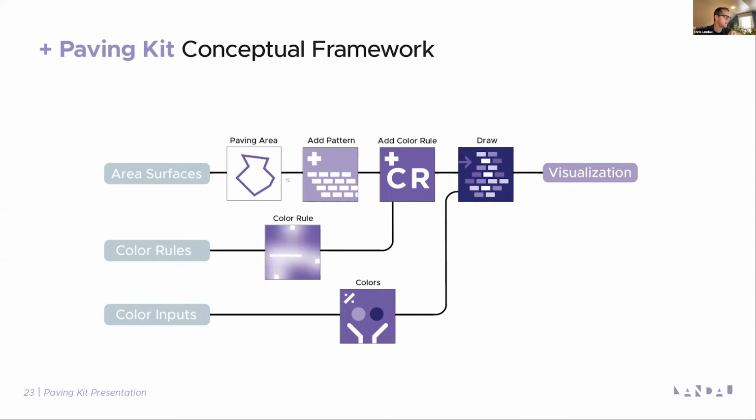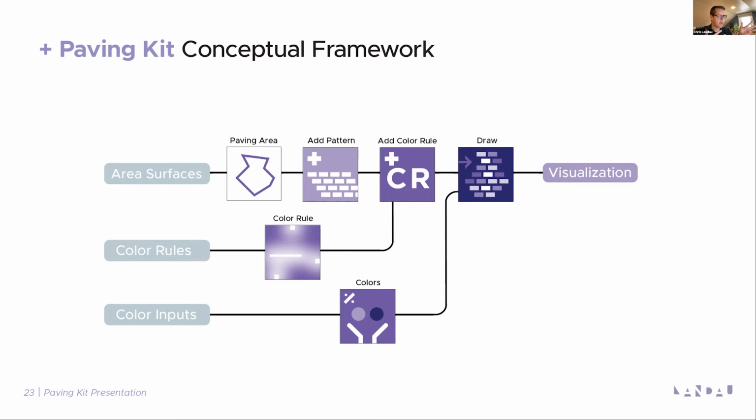The overall workflow here is that you have a paving area that you create from your area, or multiple areas that you're creating from surfaces. You add a pattern to that. You can add a color rule, and the color rules allow you to change the coloration of the pavers according to different rules, whether that's a gradient or a tractor or an image, and that's in the Pro one.